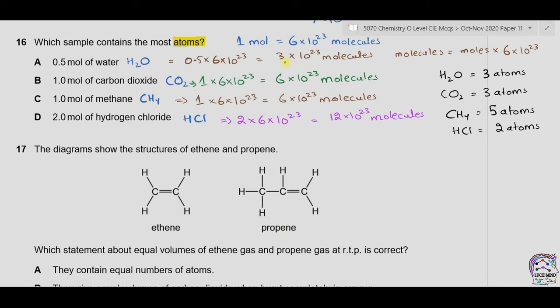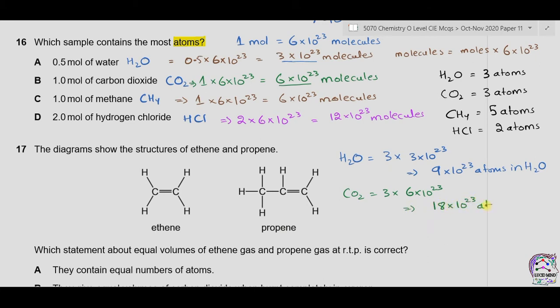Let's find the total number of atoms. For water, we have 3 × 10^23 molecules, so the number of atoms in H2O would be 3 times 3 × 10^23. It comes equal to 9 × 10^23 atoms in water. Same for carbon dioxide, as we have 3 atoms, so 3 times 6 × 10^23 molecules of carbon dioxide, which are given. So it would be 18 × 10^23 atoms in CO2.